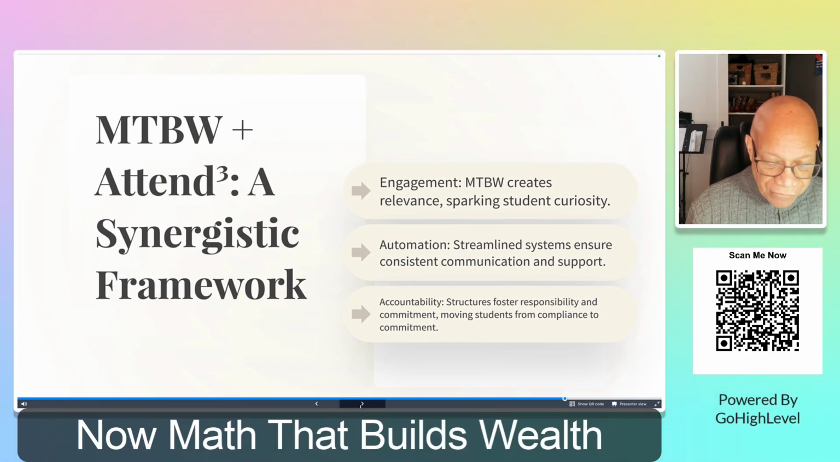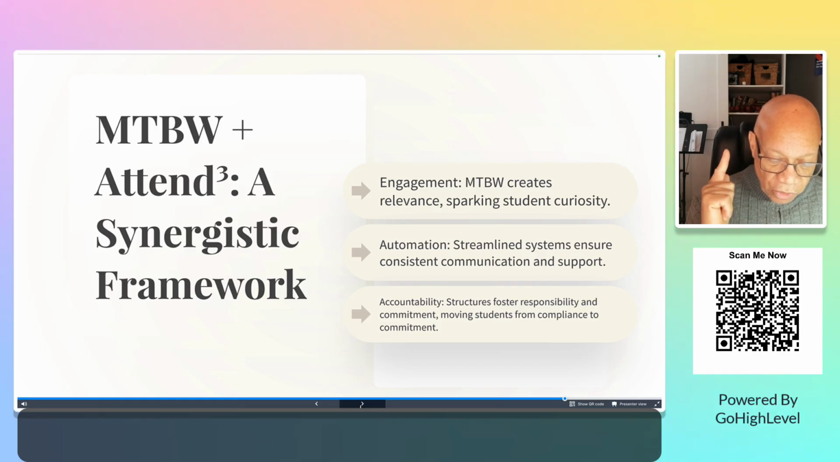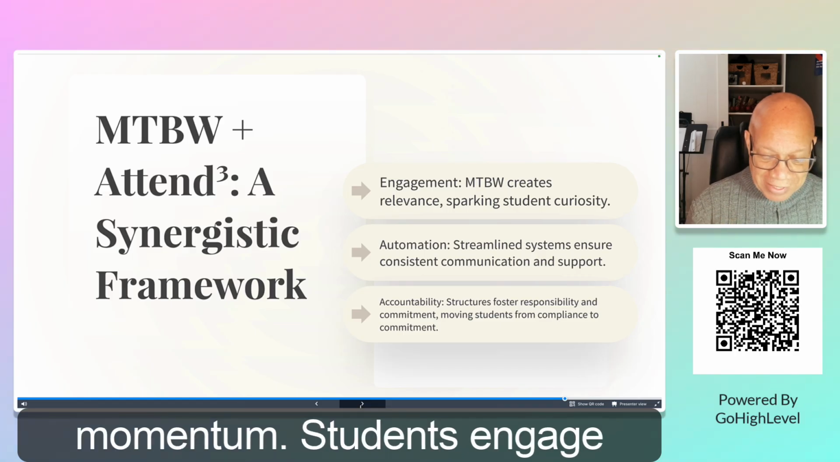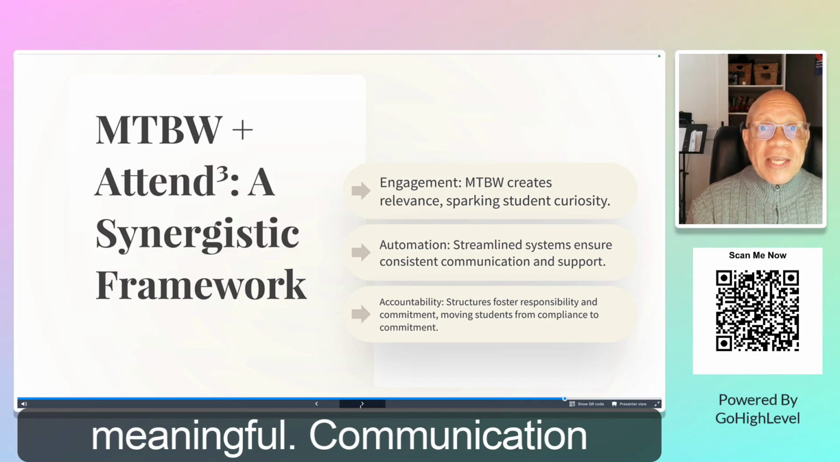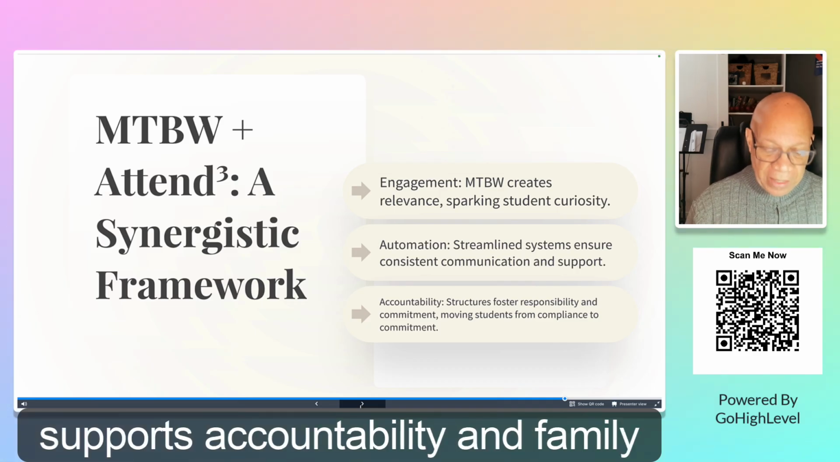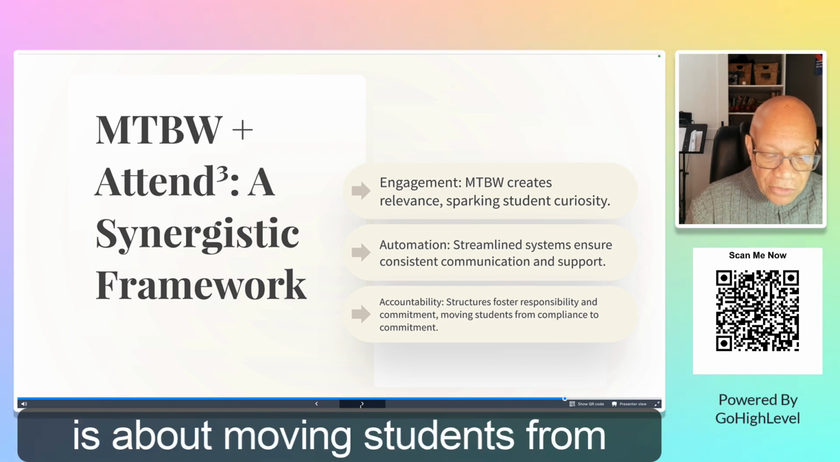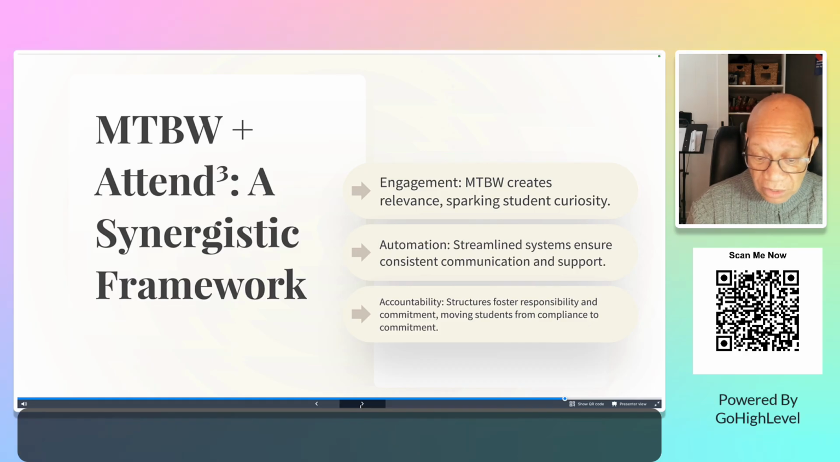Now, Math That Builds Wealth creates relevance. Attend³ creates structure. And together, they create momentum. Students engage differently when learning feels meaningful. Communication stays consistent, the system supports accountability, and families stay connected. This is about moving students from compliance to curiosity to commitment.